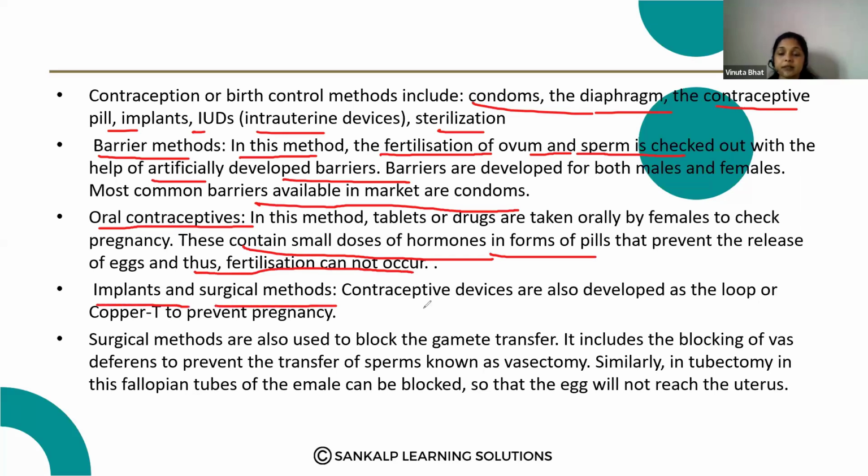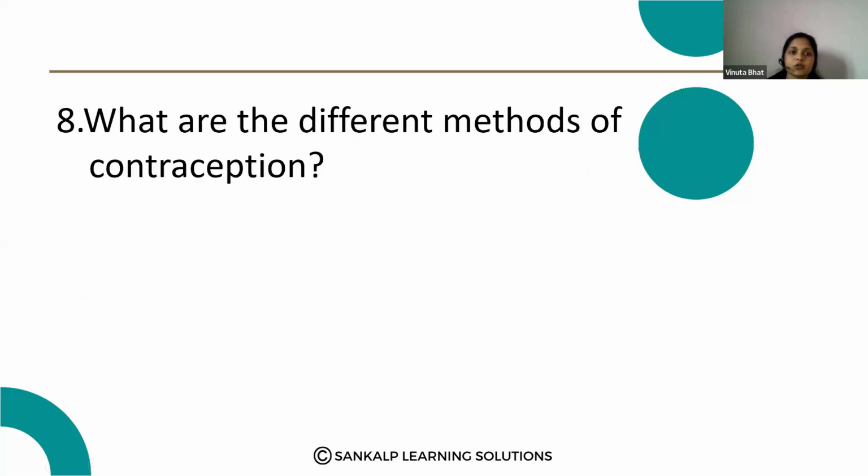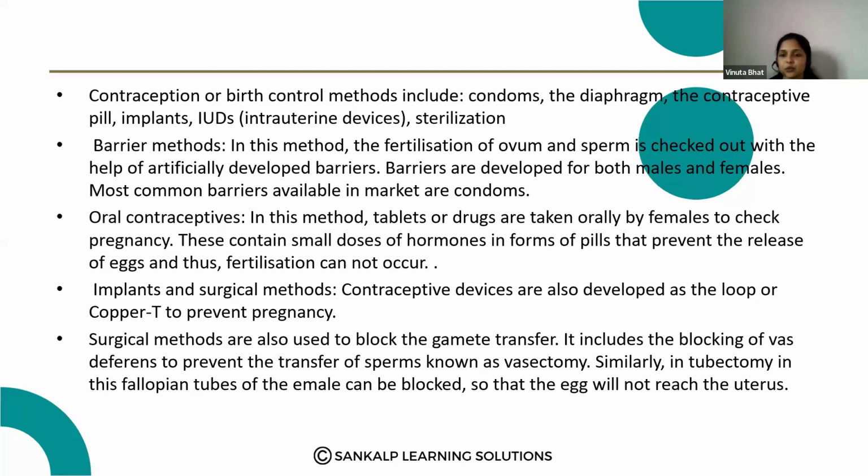Implants and surgical methods. These are some surgical methods like vasectomy and tubectomy, where the vas deferens and the fallopian tube are surgically cut and tied, so fertilization is prevented. And the copper T is implanted inside the uterus, which prevents pregnancy. So these are the different methods of prevention of pregnancy. Very important question. Please note down the question. What are the different methods of contraception?